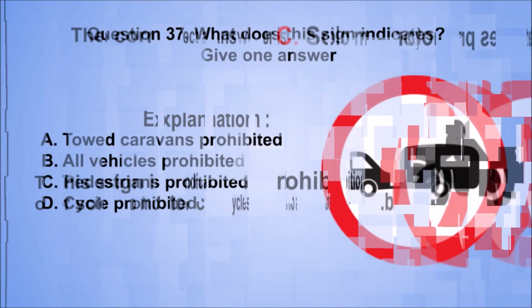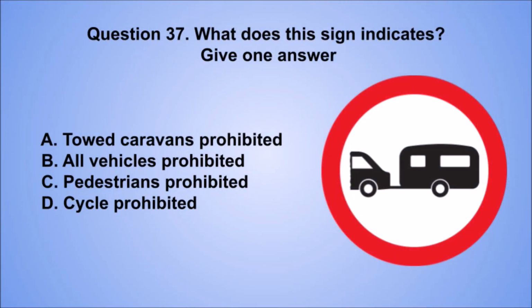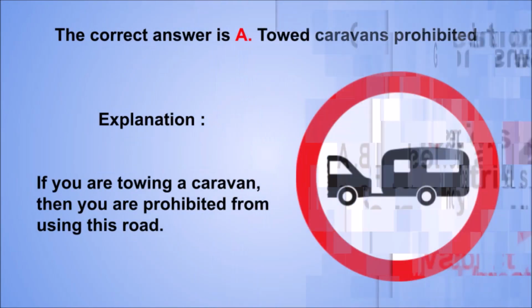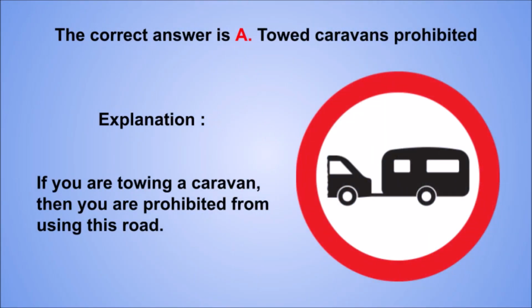Question 37. What does this sign indicate? Give one answer. A. Towed caravans prohibited. B. All vehicles prohibited. C. Pedestrians prohibited. D. Cycle prohibited. The correct answer is A. Towed caravans prohibited. Explanation. If you are towing a caravan, then you are prohibited from using this road.